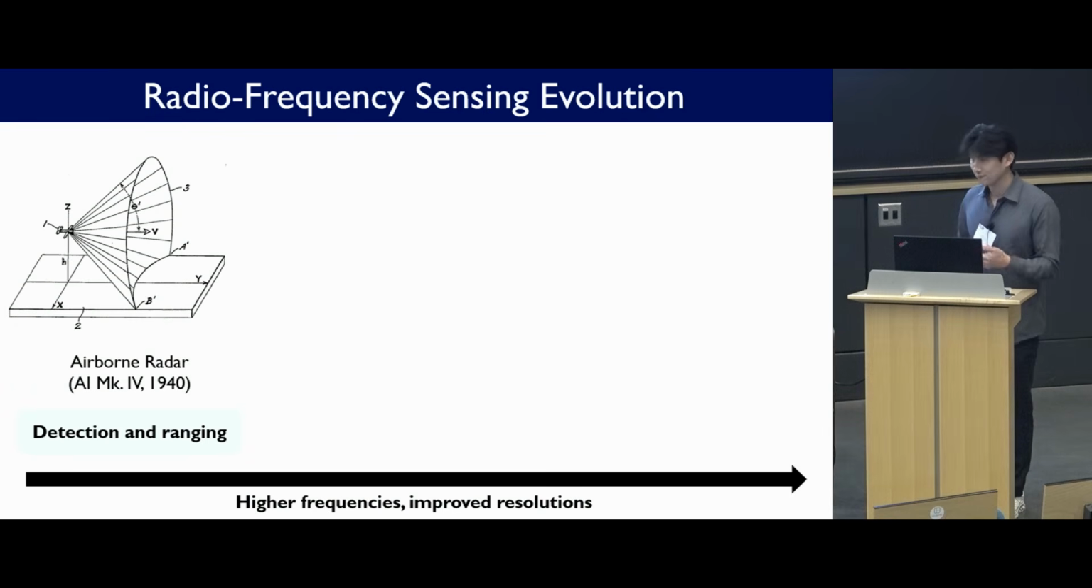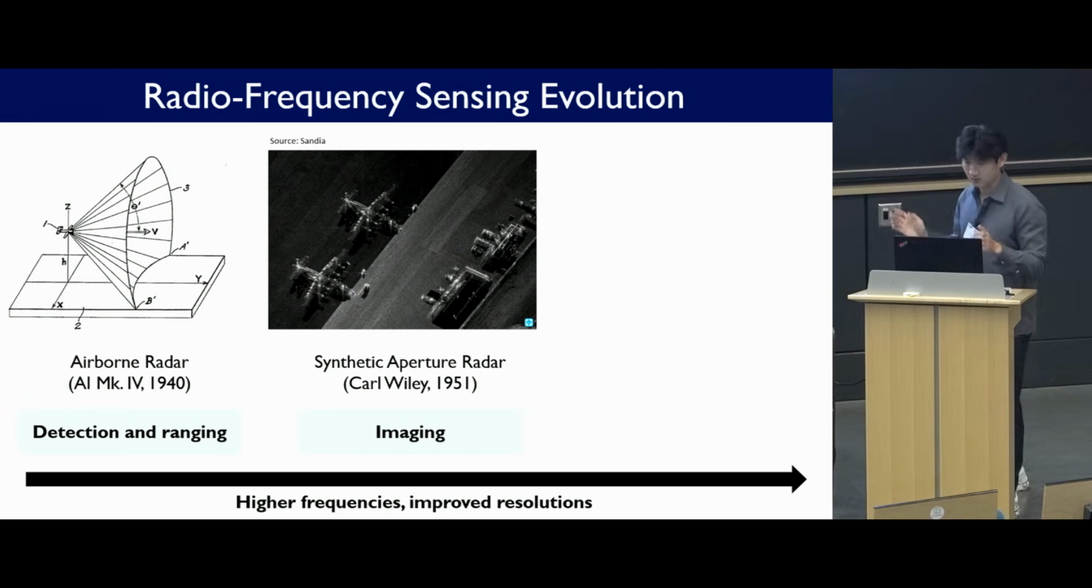But radio frequency sensing is really a historically rich topic, with radars first being deployed en masse in World War II in airborne settings. And here we're not doing any imaging yet, right? These things are mounted to the front of planes, and all we're doing is this detection and ranging task. So is there something there? How far is it? What is its heading, right, is the main task of these. It's not really imaging yet.